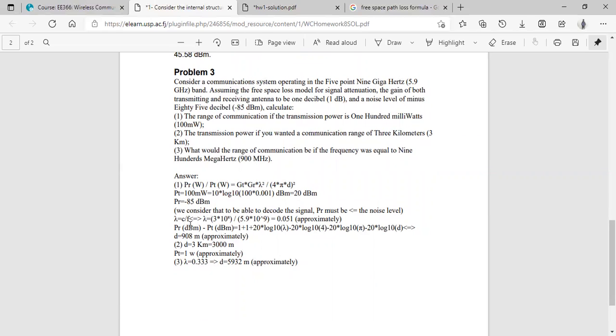So into the same formula, keeping our PR and PT values as they are, that is 20 dBm and minus 85 dBm, and in place of lambda substituting 0.33, the d value will be unknown. Solving for d is going to give us 5,932 meters, right? That is the approximate value that you'll be getting.